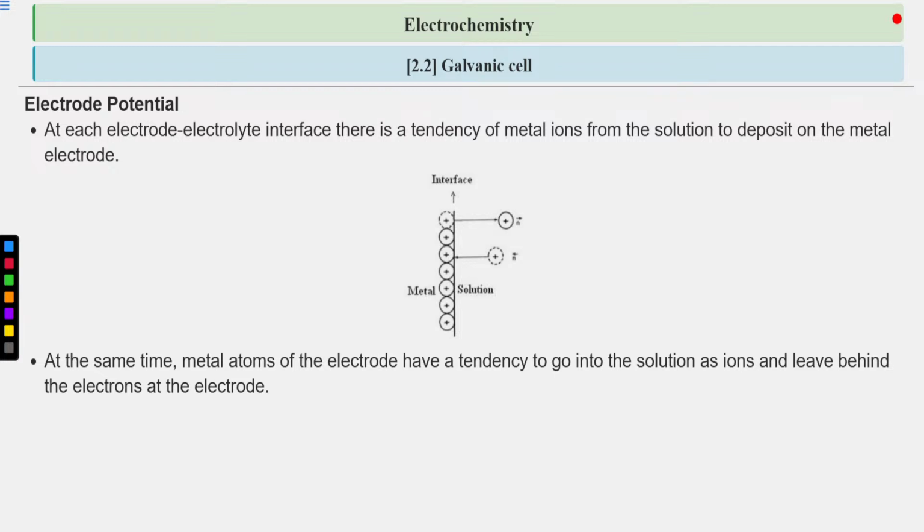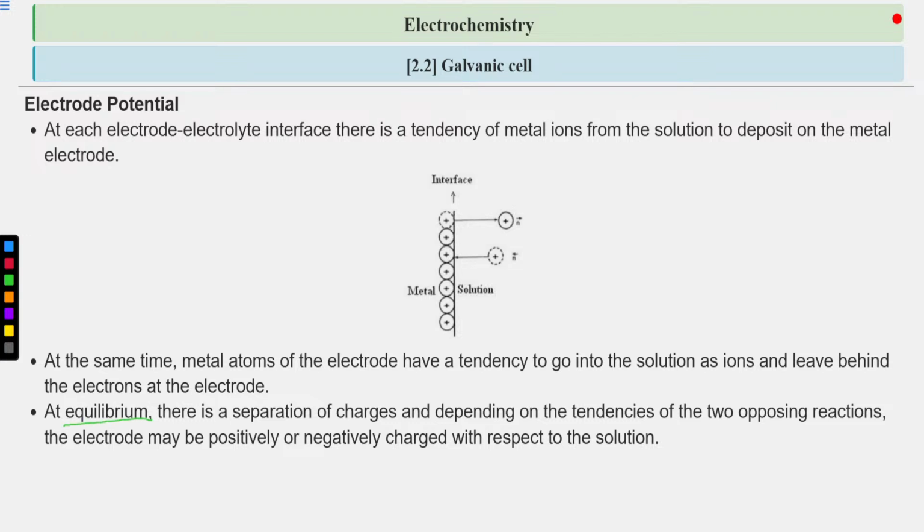At the same time, metal atoms of the electrode have a tendency to go into the solution as ions, like this, which I described, and leave behind the electrons at the electrode. Here the electrons will be left, and here the addition of new metal ions will be happening inside the solution. So the metal ions, whether present in the electrode or in the solution, have the tendency to go from one side to the other across the interface.